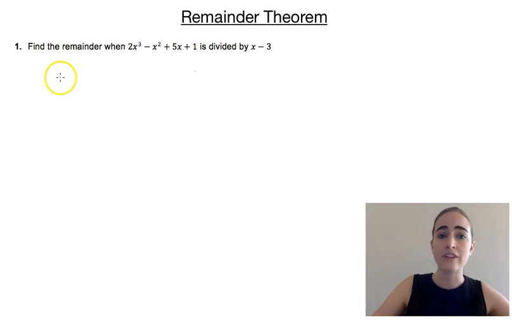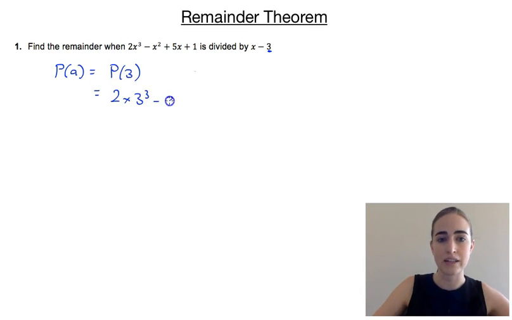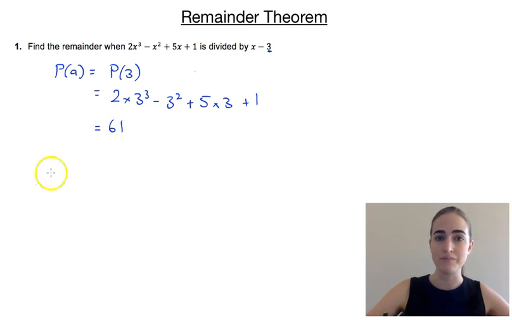So we know that our remainder has to be p of a. So our a is this 3 here. So we're going to find p of 3. So we're going to have 2 times 3 cubed minus 3 squared plus 5 times 3 plus 1. And if we work all of that out, we would end up with 61. So when this polynomial is divided by x minus 3, we end up with a remainder of 61.